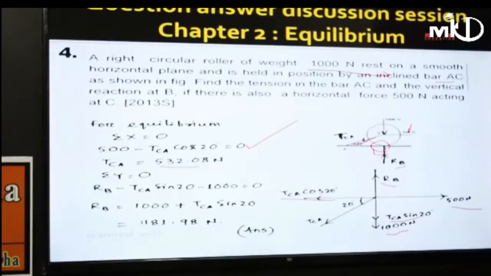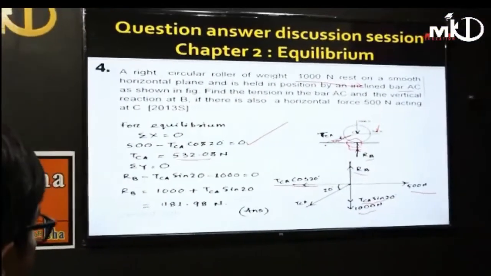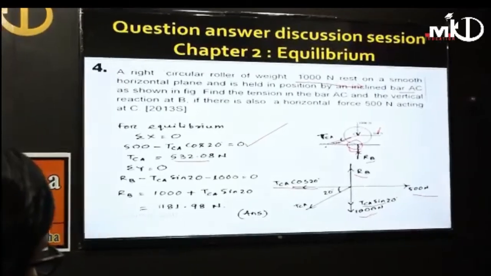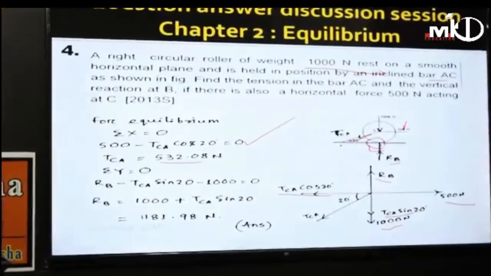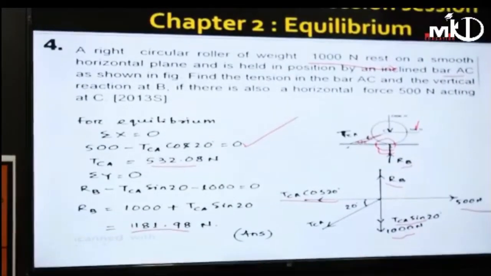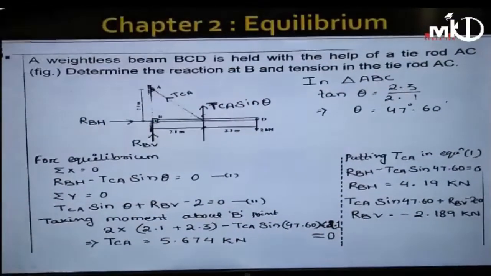That means TCA comes to 532.08 after calculation. Now similarly total y is 0, that means RB minus this 2 equal to 0. So after calculation you will get RB equal to 1181.98 Newton. So now come to question number 5.